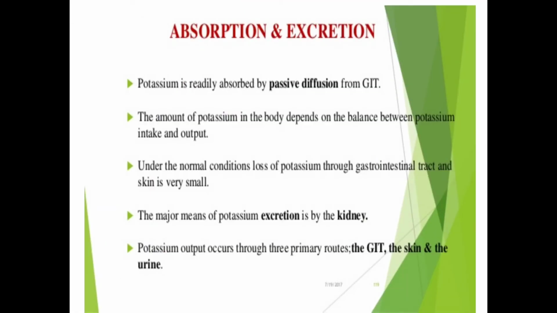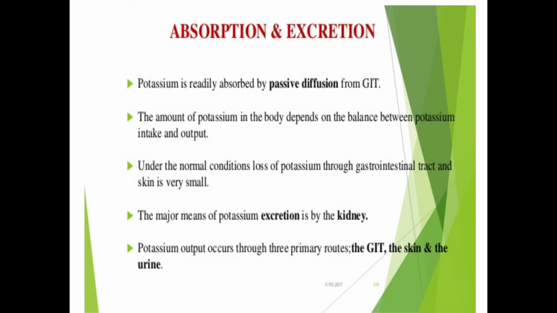In brief about absorption, potassium is readily absorbed by passive diffusion from the GIT, the intestinal tract. Passive diffusion means a type of movement from the region of higher concentration to the region of lower concentration. No energy is required. Okay, the amount of potassium in the body depends on the balance between potassium intake and potassium output.